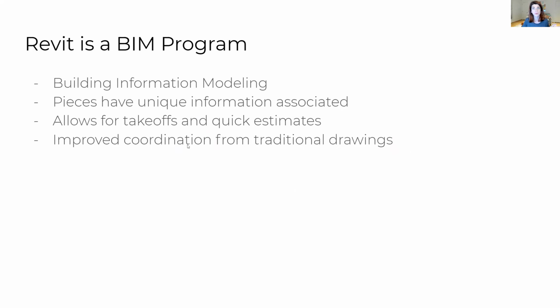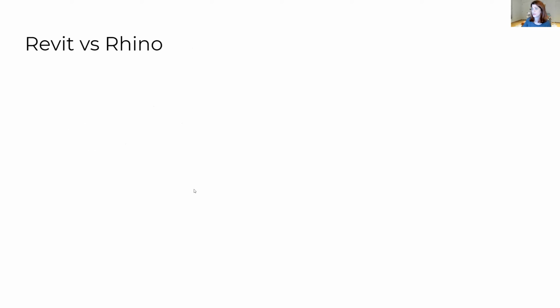There is some improved coordination from traditional drawings because everything's linked together. That's not really exciting news anymore, but it was at the time when BIM was first introduced. It creates the opportunity for faster corrections and drawing sets. And there's no need to export your 2D drawings and then work on them. It's all native to the file.